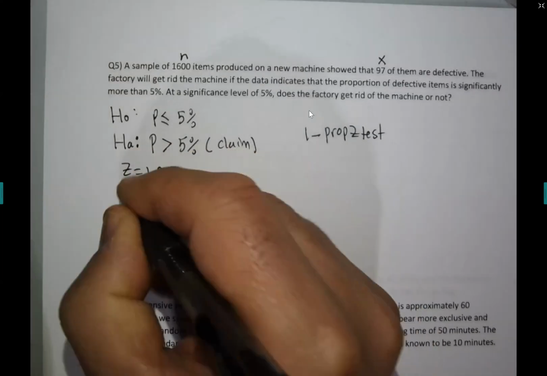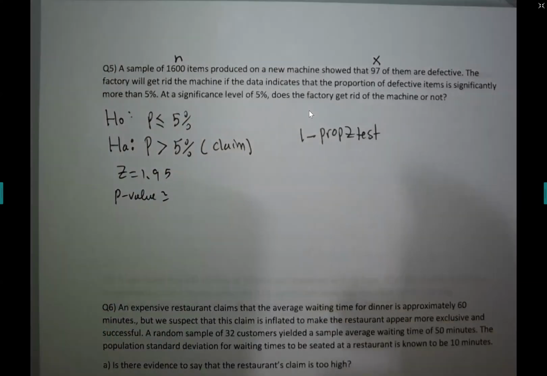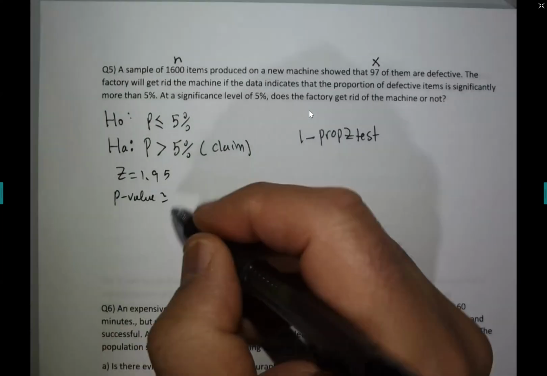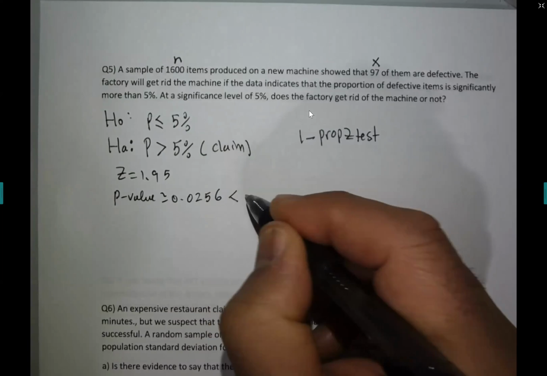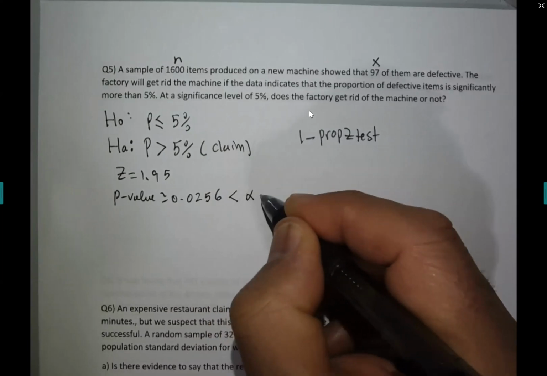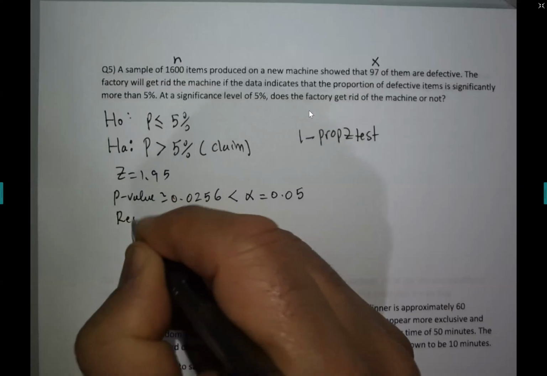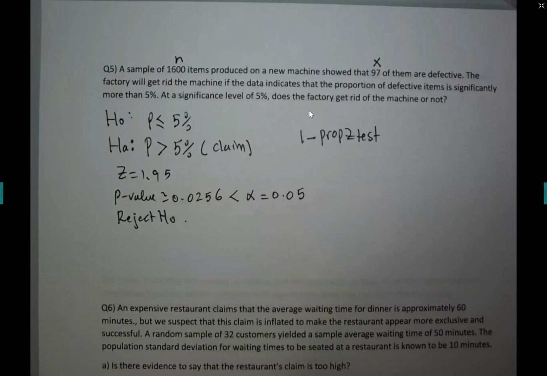Step number 2. P-value is step number 3. 0.0256, guys, which is small. Do you guys agree with me that this is less than 5%? So the decision is what? To reject what? H0.